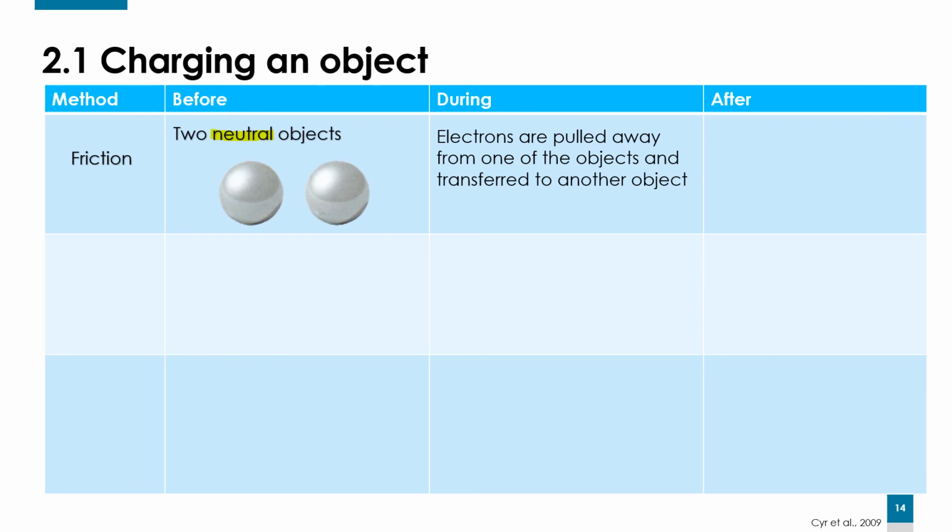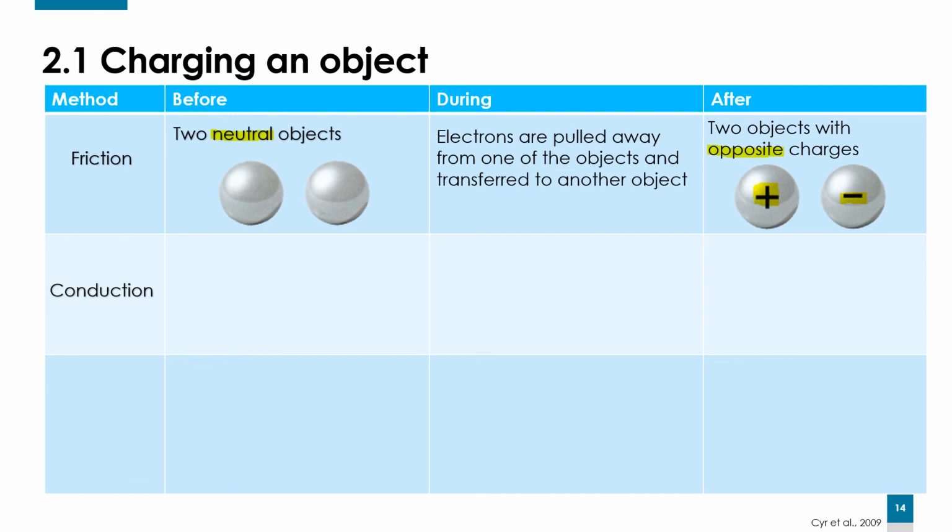Then we take a look at the triboelectric series. So after, what's gonna happen? I'm gonna create two objects with opposite charge. So before it was two neutral, now I have two with opposite charge. Okay, which one is positive, which one is negative? It depends on the material you are checking.